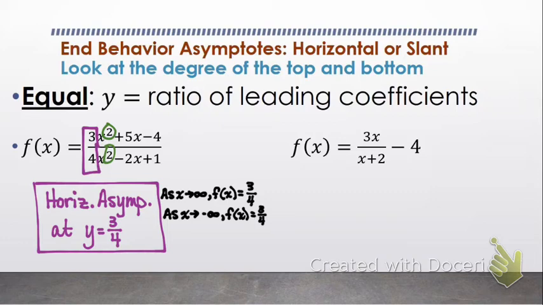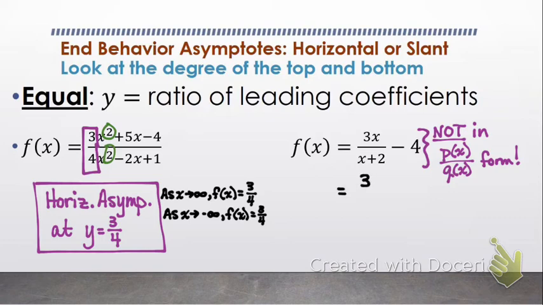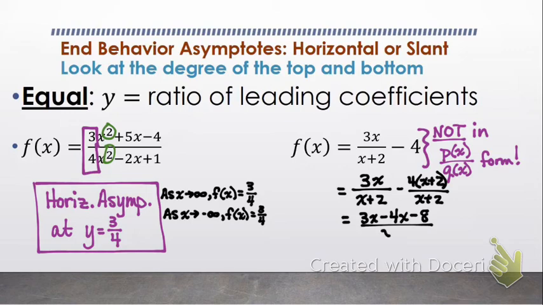All right, let's look at the next example over here. First thing I notice about this is that this is not written in p of x over q of x form, so I need to get it into that form first. So I need to give it a common denominator. So I'm going to have minus, and then this is 4 times x plus 2 over x plus 2. So when I distribute and I combine like terms, I have 3x minus 4x minus 8 over x plus 2.